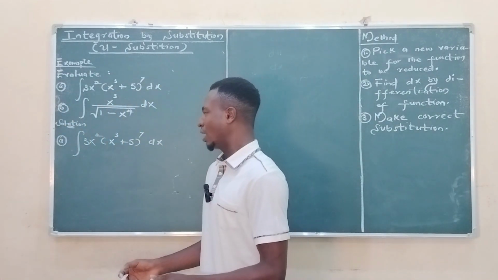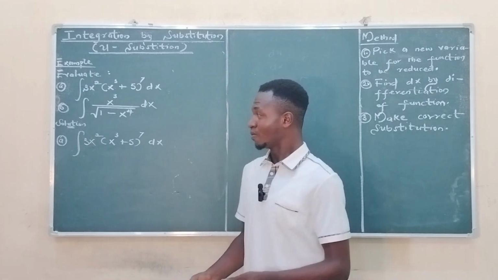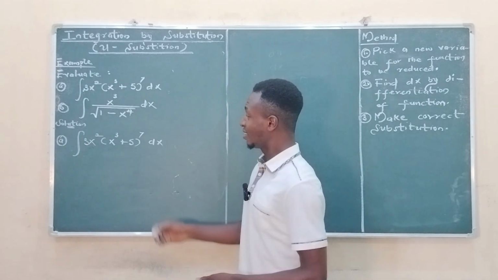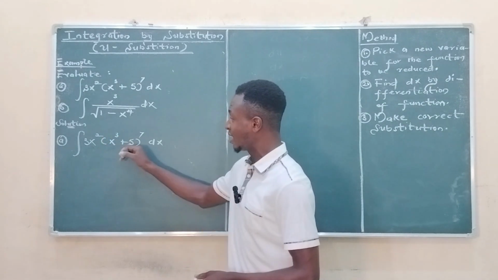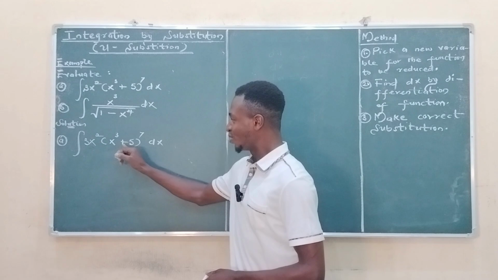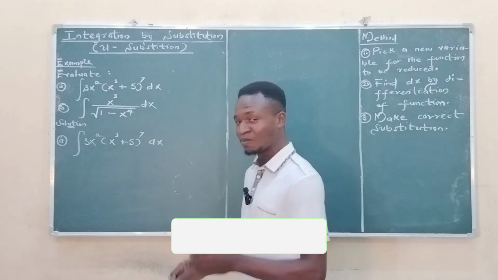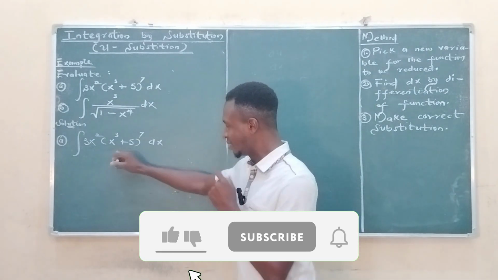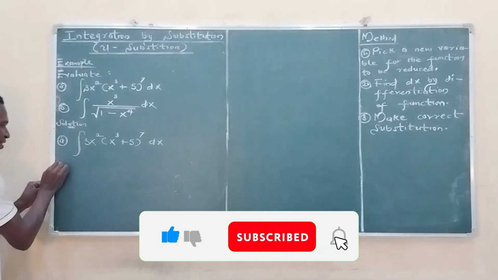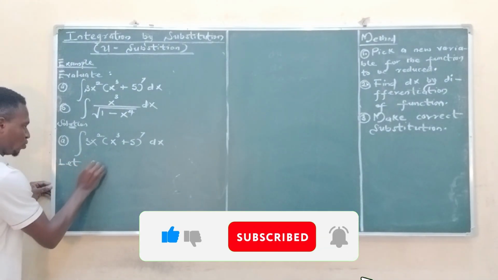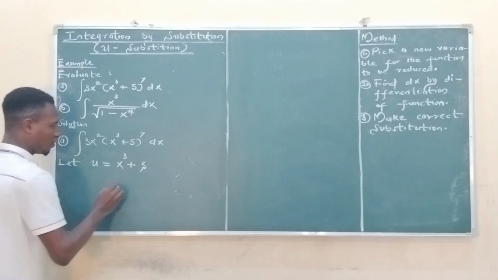The complex function here is not 3x squared, because 3x squared is simple, but there is a function in the bracket, and that function is x raised to the power of 3 plus 5. It is the brackets raised to the power of 7. So this is the complex function in this case. We can bring this out by the u-substitution method, by saying let u be equal to x raised to the power of 3 plus 5.